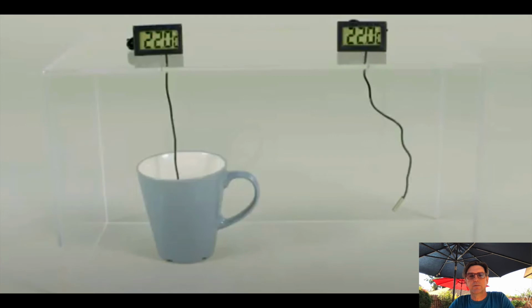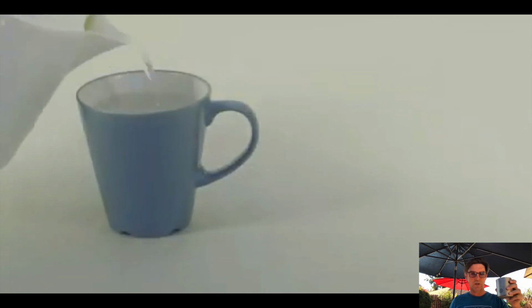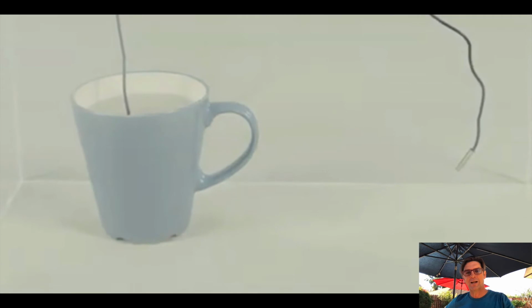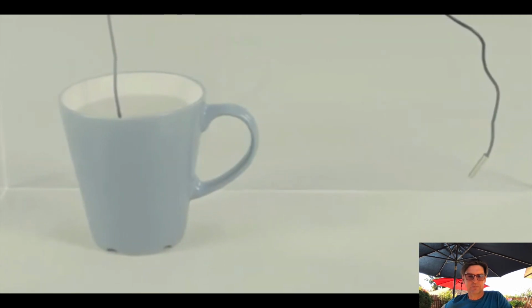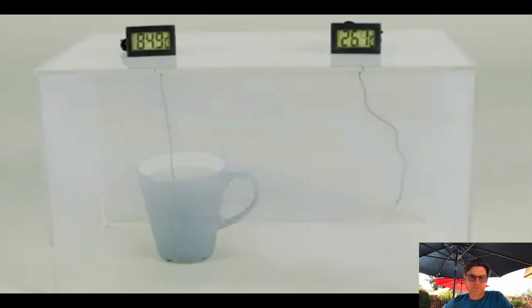Here we see an empty cup in a box with two thermometers. Both thermometers are at room temperature, 22 degrees Celsius. Now let's lift the box and add hot water to the cup. Once we put the box back over the cup, no air can escape. Now let's observe what happens to the temperatures of the water and air over time. We'll speed up the video to see the results faster.